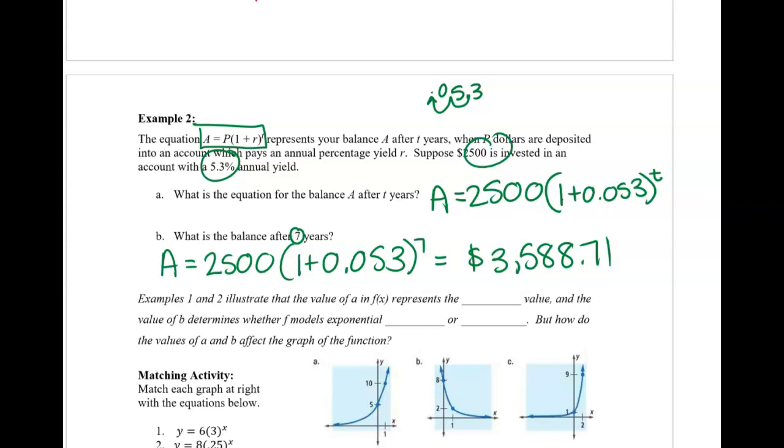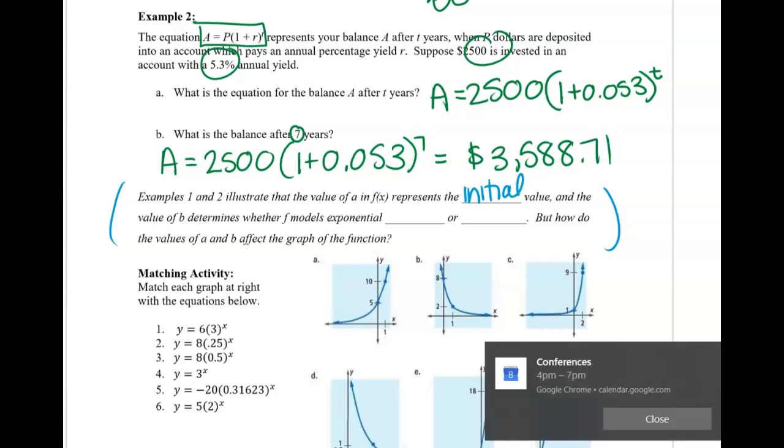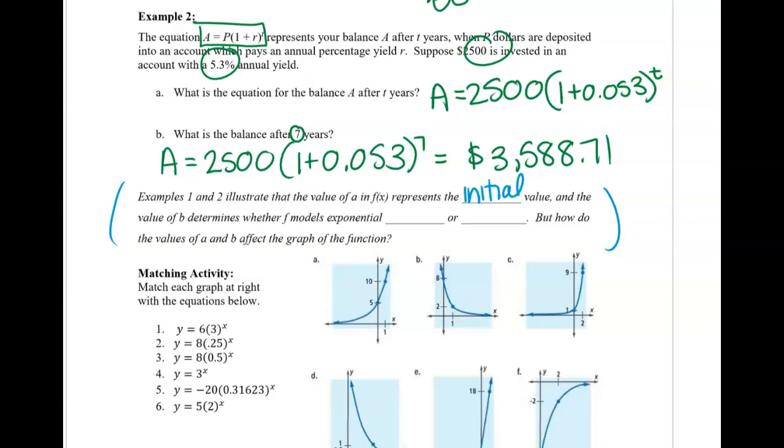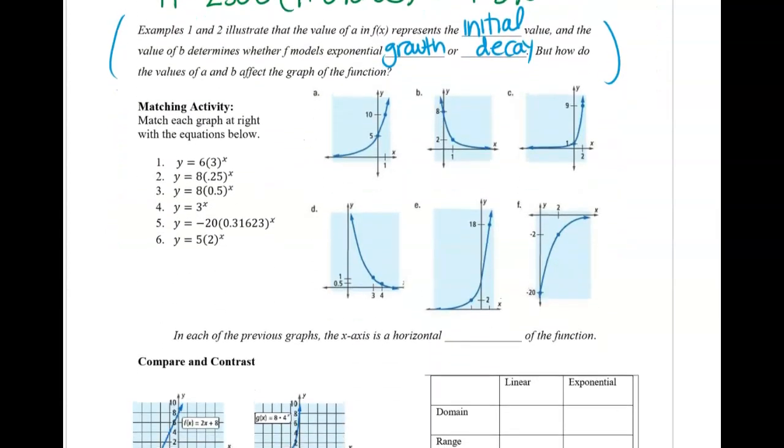Examples 1 and 2 that we just did, so we're looking right here, illustrate that the value of a in f of x represents the initial value, which I kind of already told you. Sorry to spoil the fun. And a and b: a is the initial value, b determines whether it's exponential growth or exponential decay. Now we look at graphs. So pause the video for a moment and do this matching activity.